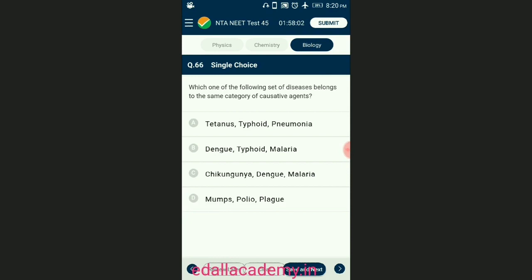Bacterial diseases: tetanus, typhoid, pneumonia, plague, etc. Viral diseases: mumps, polio, dengue, chikungunya, etc. Protozoan diseases: malaria, kala-azar, sleeping sickness, etc. So the answer for this question is option A. Tetanus, typhoid and pneumonia are the set of diseases belonging to the same category. Question number 67.